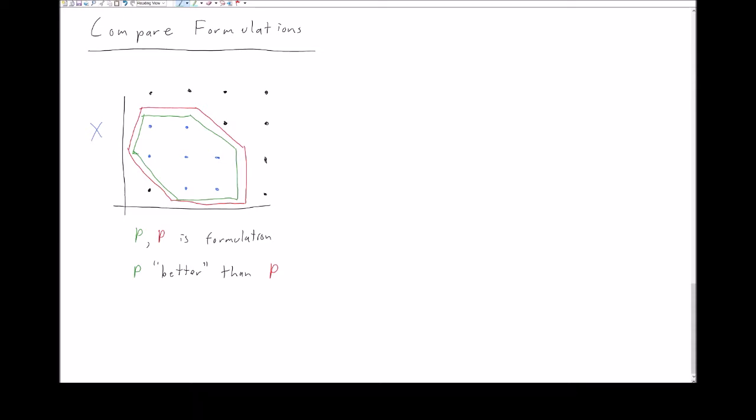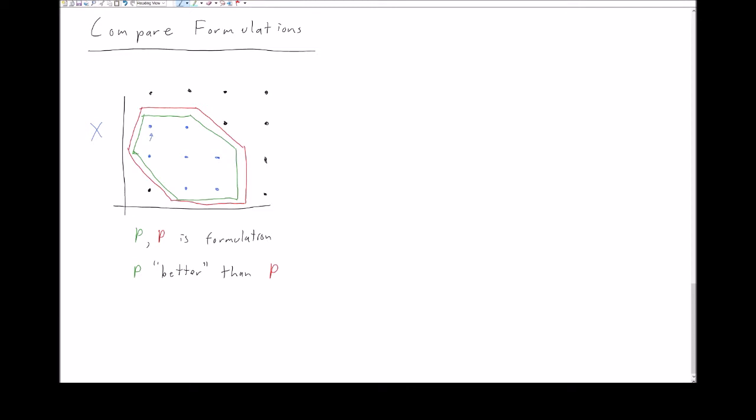Here we have some geometry. I have a set X defined by these blue points. These blue points are the points in X. And I've drawn two formulations. They're both valid formulations. The green one circles all and only the points in X, and the red one circles all and only the points in X. So both P, the green one, and P, the red one, are formulations. But in some sense, P, the green one, is going to be a better formulation than the red one because it gets closer to the set X. It has less excess. It's smaller.